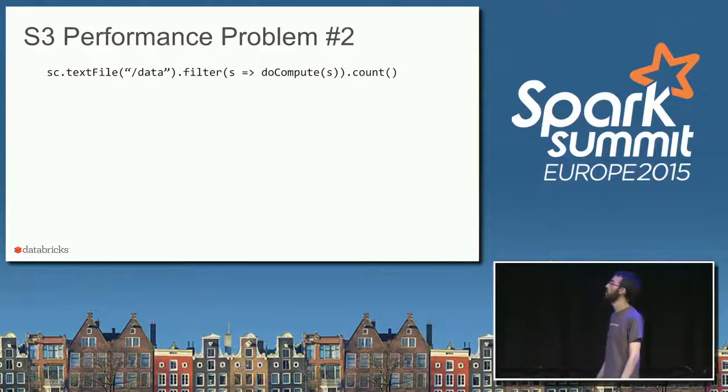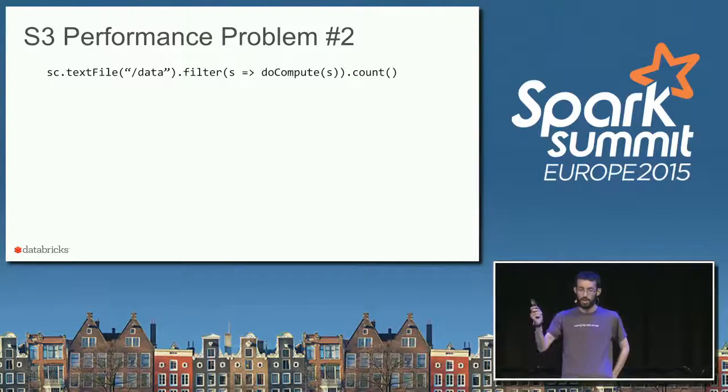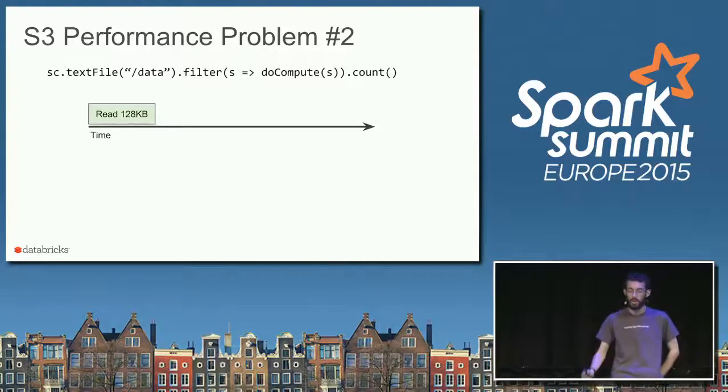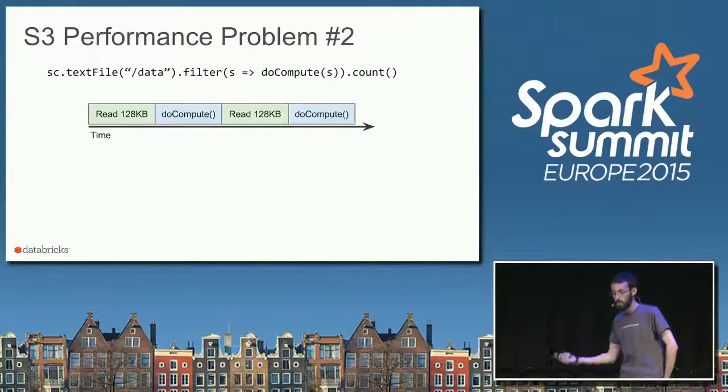The more interesting problem was the second problem we encountered. Imagine a very similar computation, reading a text file and doing an expensive computation over it. In time, we might read a buffered 128 kilobytes. We perform the computation over that 128 kilobytes. We read again, and then repeat. And so that seems pretty reasonable.